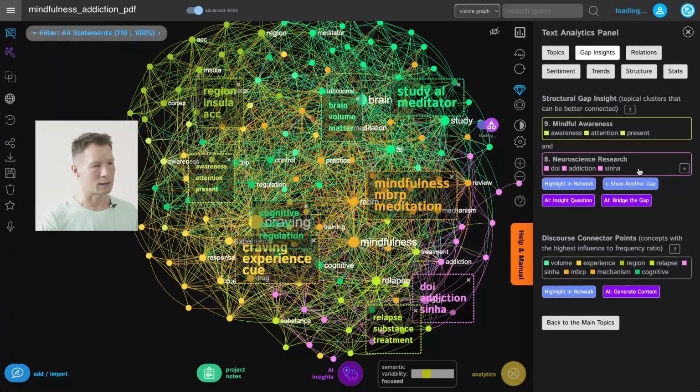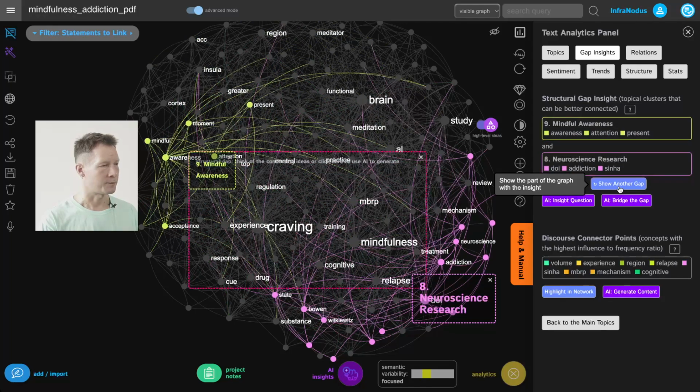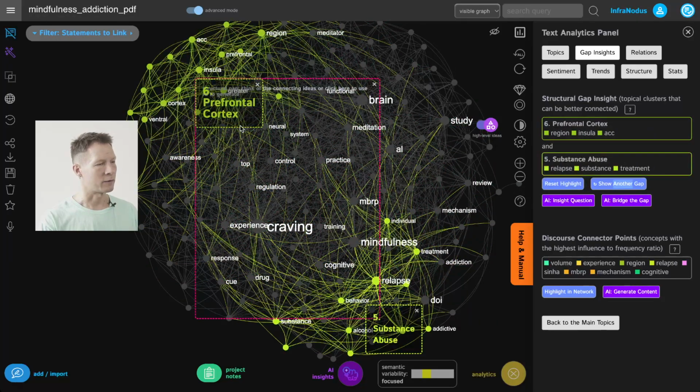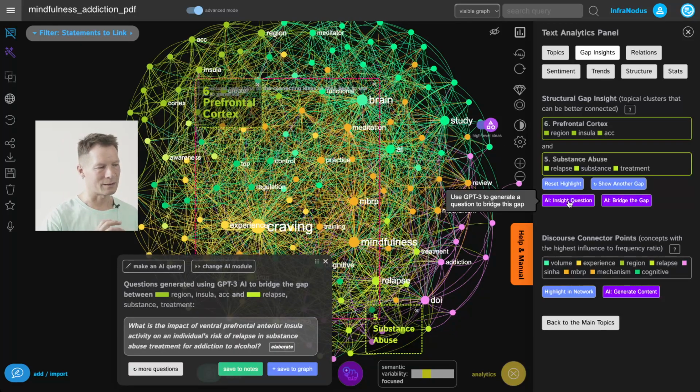So for example, here I can say, okay, highlight the gap between, for example, let's choose something interesting here. I can reiterate through them: prefrontal cortex and substance abuse. And then I can ask ChatGPT to generate some insight in relation to this question. So for example, I can say, okay, generate a research question. Then it's going to come up with the question that would link these two topics together: prefrontal cortex and substance abuse, as it's shown here.